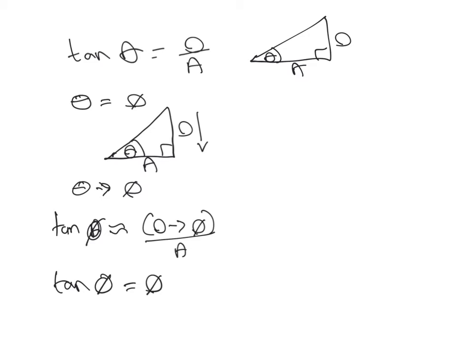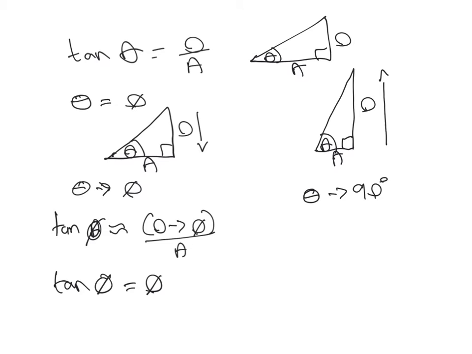Now, the next one is a bit more weird. If you remember, in our table of values, tan of 90 had a dash, so there was no value. The reason for that is quite obvious if you carry on with the method we're using. There's our opposite, there's our adjacent, there is theta.